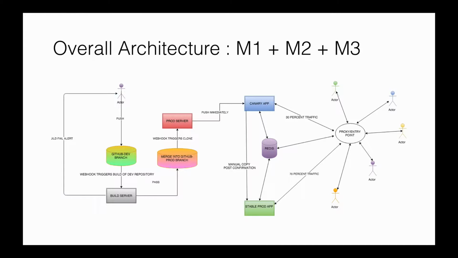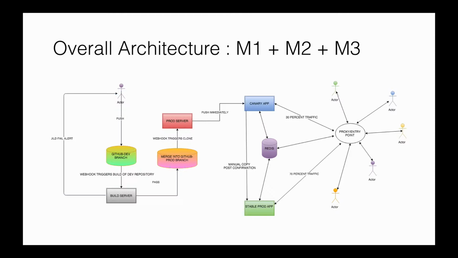So this is the overall architecture. It covers milestone 1, 2 and 3. So usually what happens is the developer will push the code to the development branch of Git, and from there it will be pulled into the build server. And on the build server, once the build tests are passing completely, it will be pushed into the production branch of Git, and from there it will be pulled into the production server.